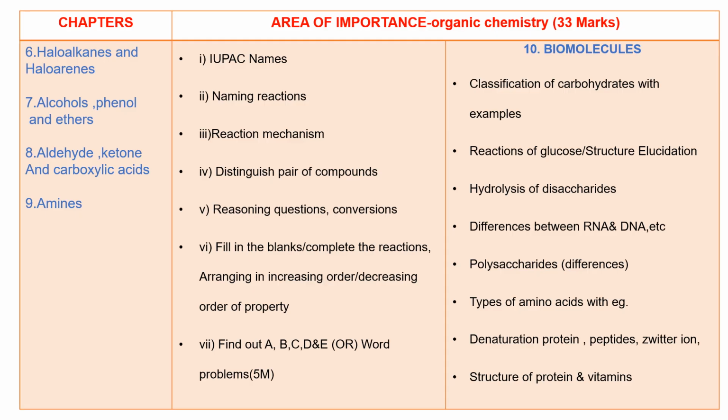Chapter 10, Biomolecules. This is the easiest lesson in organic chemistry. Theory based questions are asked in this chapter, like classification of carbohydrates with their examples, reactions of glucose, structure elucidation of glucose, hydrolysis of disaccharides, differences between RNA and DNA, nucleoside and nucleotide, polysaccharide differences, types of amino acids with examples, denaturation of proteins, peptides, what is a zwitterion with example, structure of proteins, and vitamins.